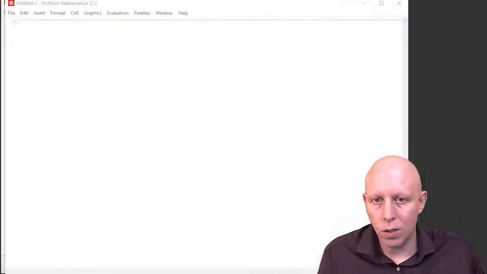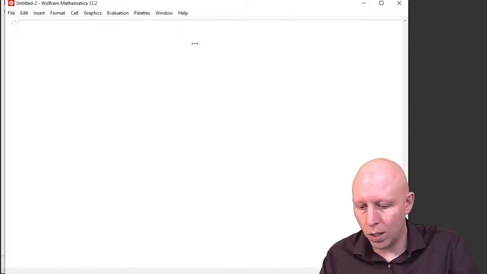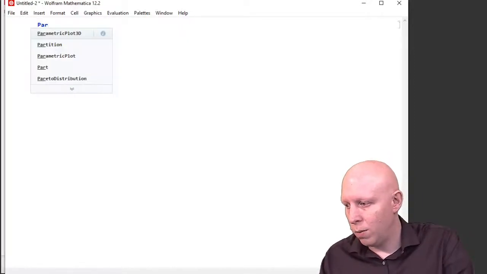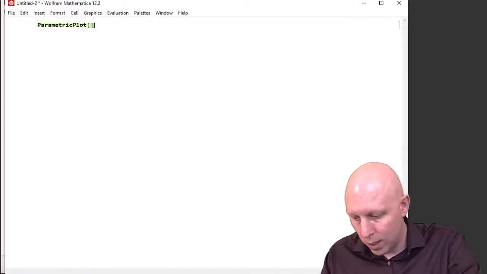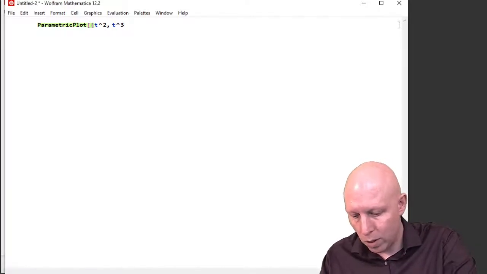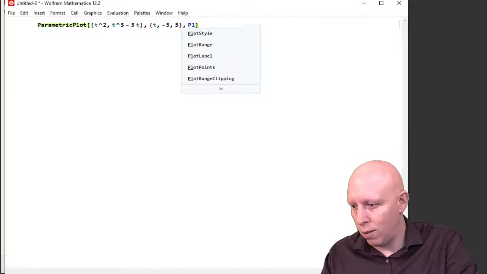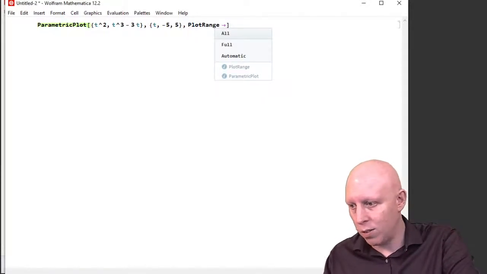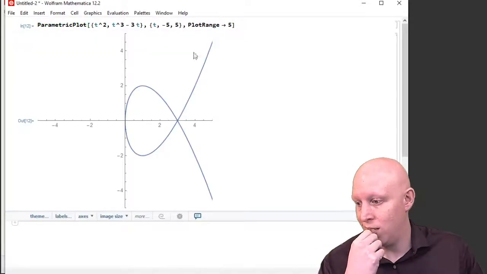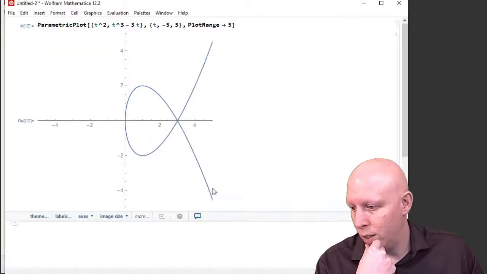So let's go over to Mathematica, and this is a parametric plot. Parametric plot of t squared, t cubed minus 3t, and t maybe we'll go from negative 5 to 5, and maybe plot range. Since we care about 3, 0, let's just make the plot range 5. So this is our curve.